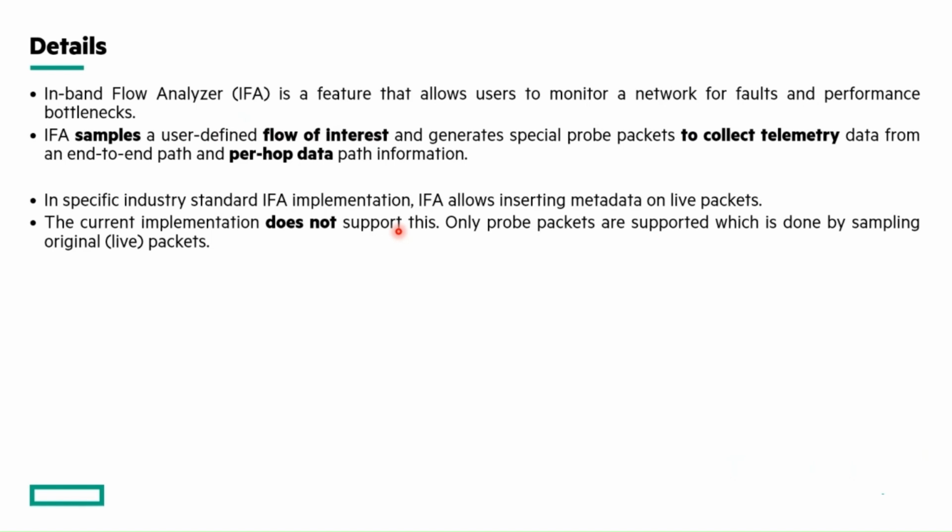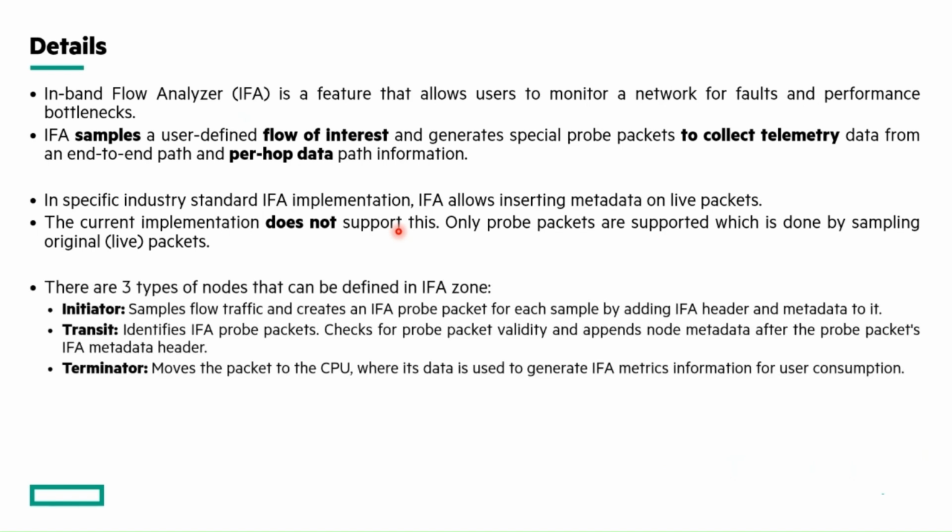Only a probe packet is supported, which is done by sampling the flow, choosing a random packet and cloning it, then updating it with IFA metadata and sending it again through the same path the flow is taking. So there are three types of nodes that can be defined in an IFA zone.